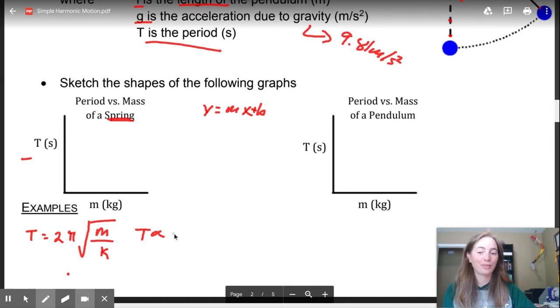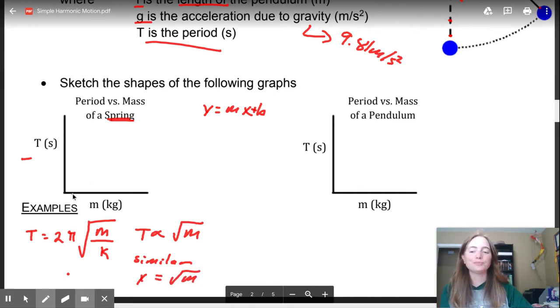Root of m. Okay, so T is going to be proportional to the square root of m. When we go back to our notes, you will see that this pattern is similar to y equals root m. So we're going to see a graph pattern that looks kind of like that. As we increase the mass, initially you are going to see an increase in the period. However, you are eventually going to hit a point where, with that same spring, you can increase the mass and the period is no longer going to change.